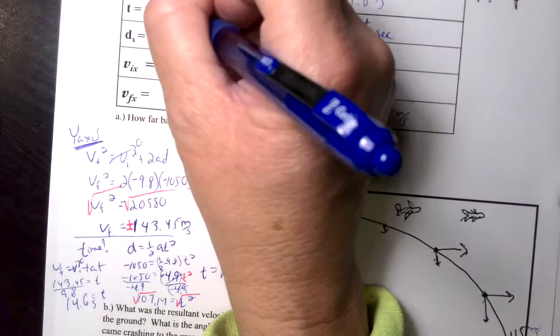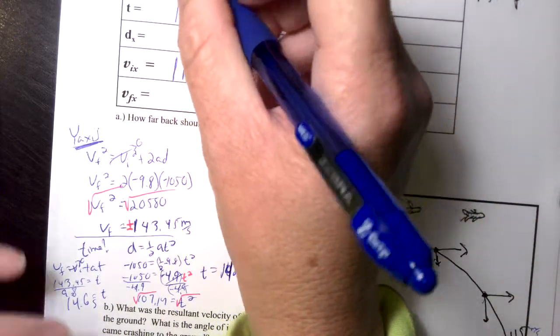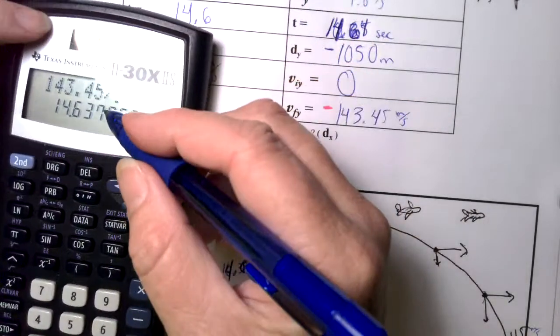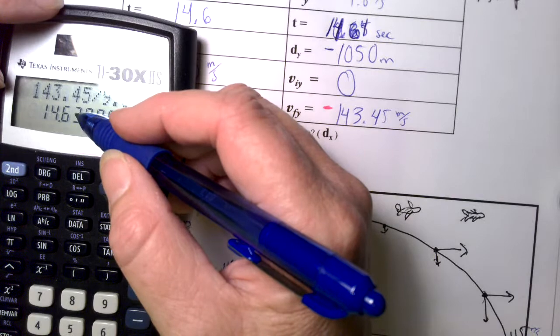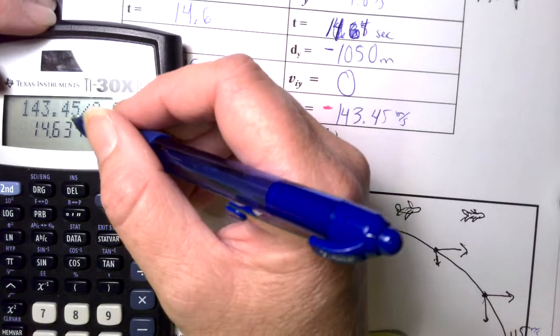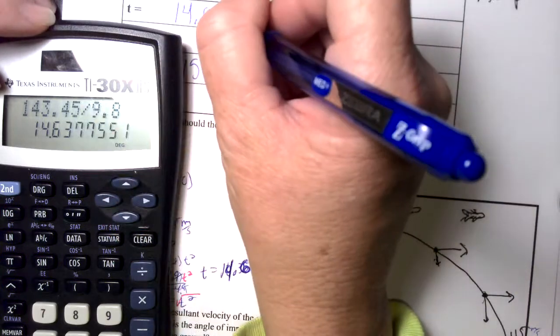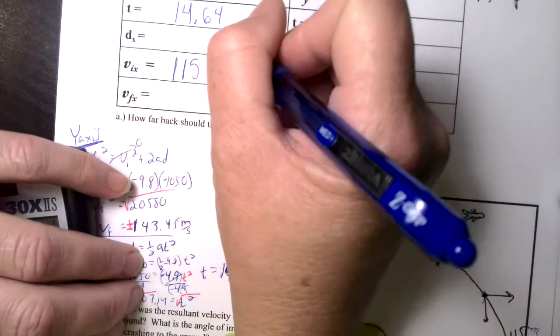Now, do I want to leave that many decimals? Because I'm trying to be really accurate, maybe I'll round to the hundredths place. So 4 or less, drop that. The 7 is 5 or more, round up the score. So I'm just going to go 14.64. All right, and that's seconds.